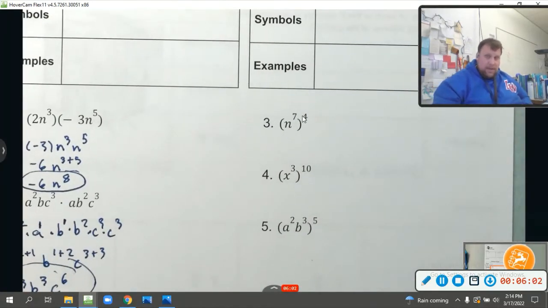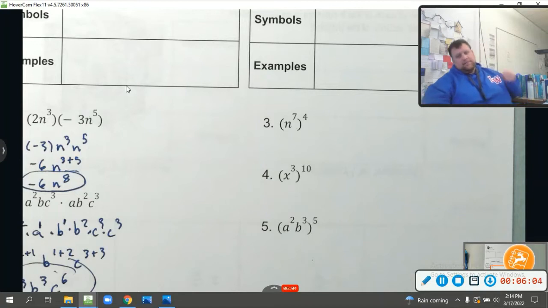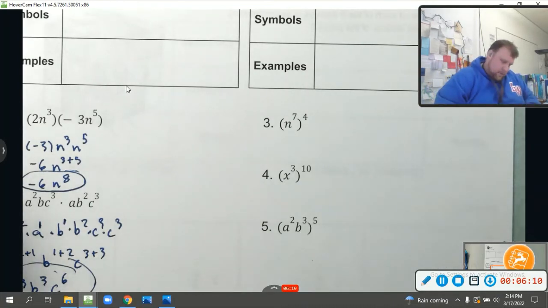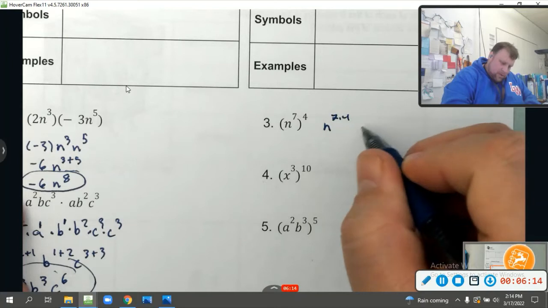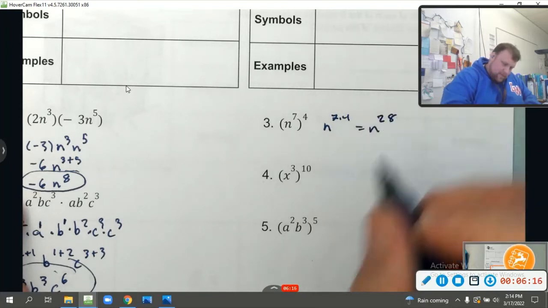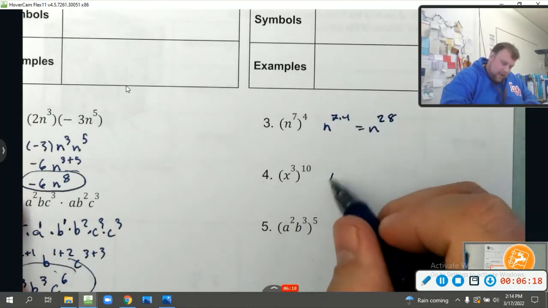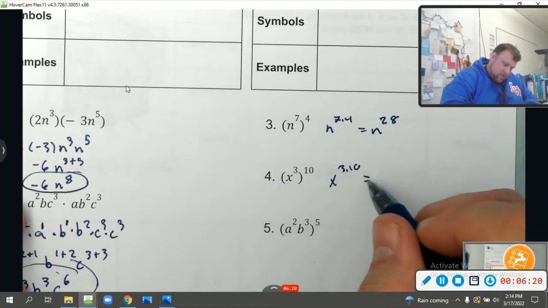So take a minute, see if you can fill in these as best you can. Pause it. Awesome. So what do we have here? We have n to the 7 times 4, which equals n to the 28th. Down here would be x to the 3 times 10, or x to the 30th.